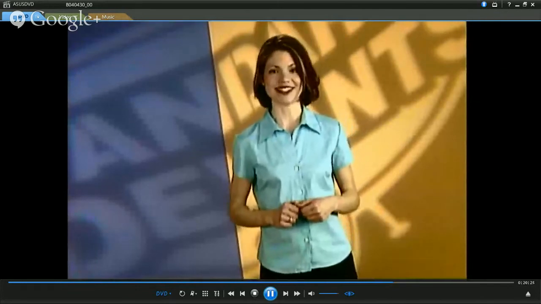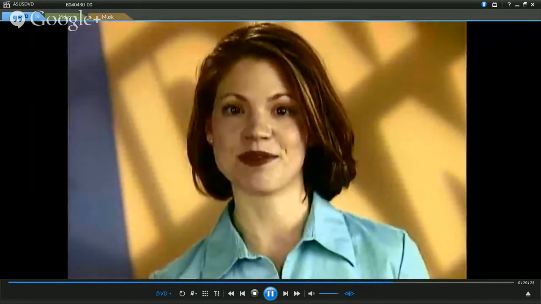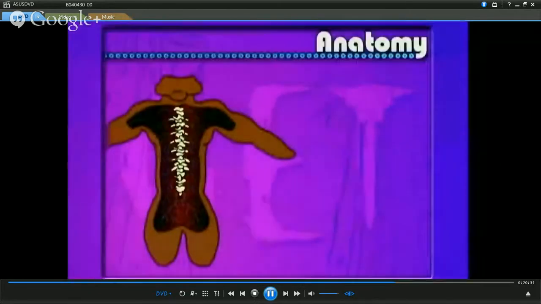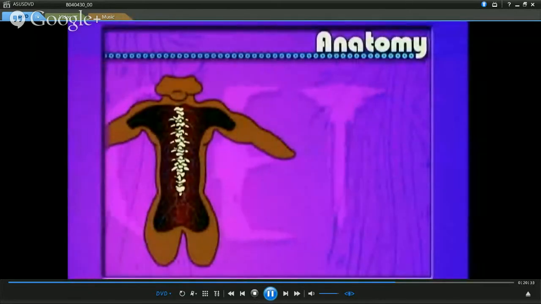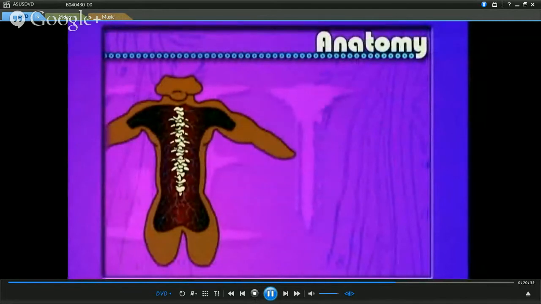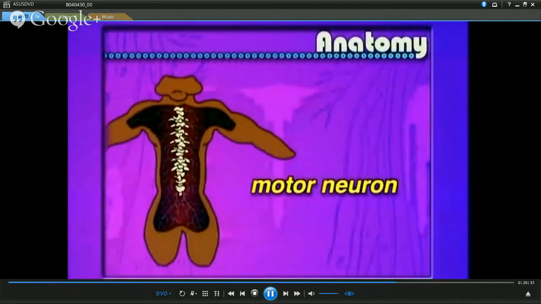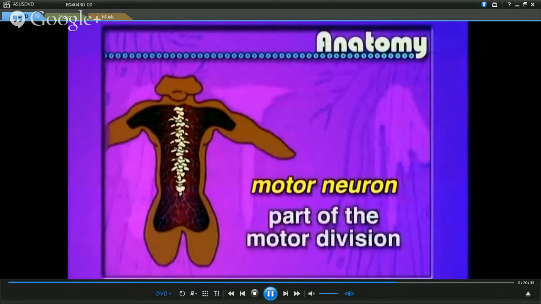Okay, we've got time for one more major chunk of your nervous system. That's the motor division of the peripheral nervous system. Check it out. Guess what? You already know something about the motor division. Remember that motor neuron from the reflex arc? That's a part of the motor division.